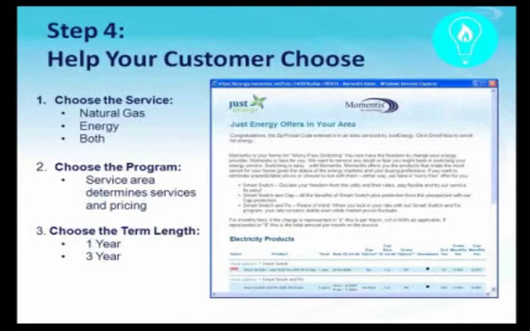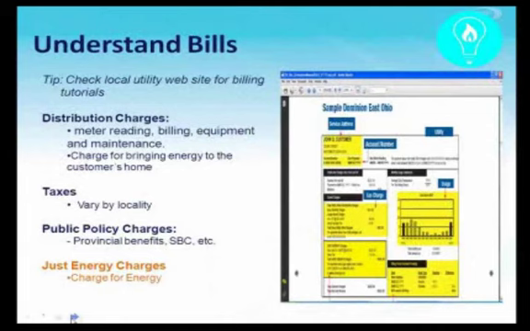"Great. Let's choose the service. You can have natural gas, energy, or both. Let's choose the program. Are you going to have Smart Switch and Fix, maybe it's Smart Switch and Cap, maybe it's Smart Switch and Just Green." Whatever they have available to them, walk them through that and help them choose what's best for them. Choose the term length. Often the type of product is going to already determine that. And once that's complete, now your customer is going to go online and enroll with you.